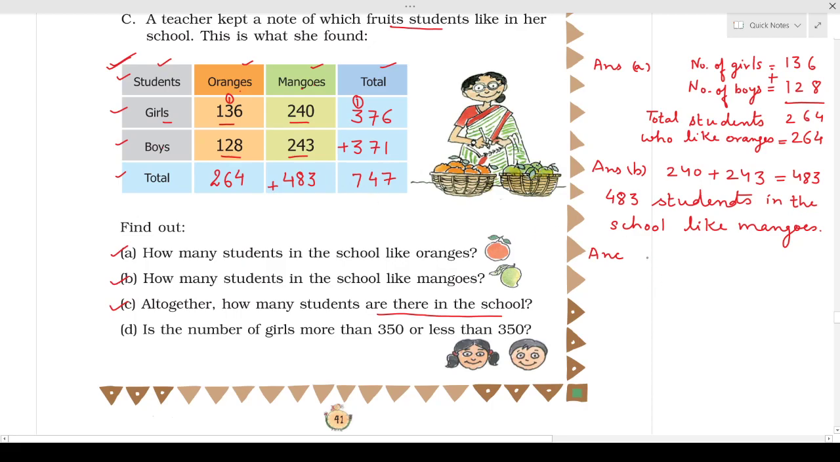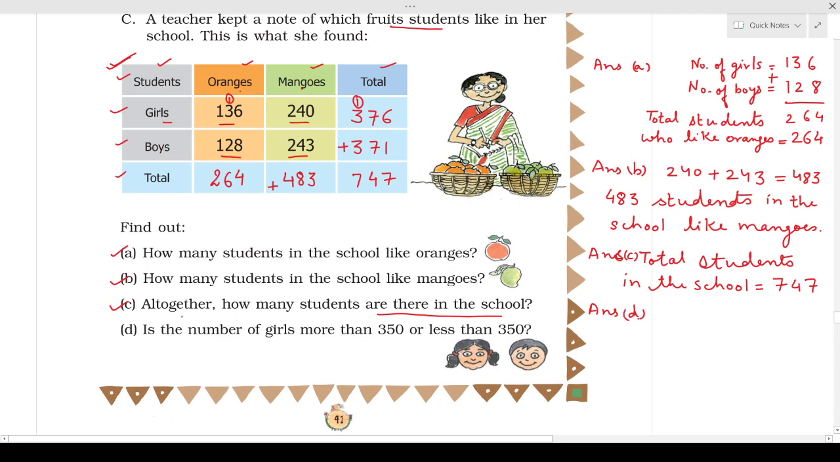So here I am writing the answer 747. Total number of students in the school equals 747. Okay, now the last question, this was your C part, and now the last question, answer D.